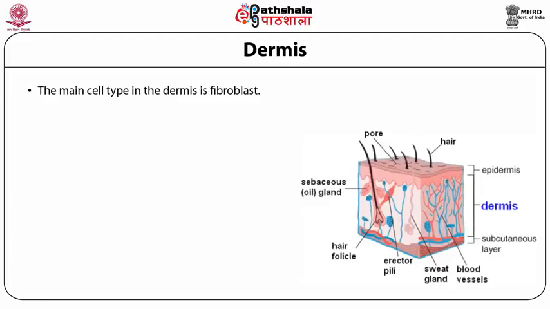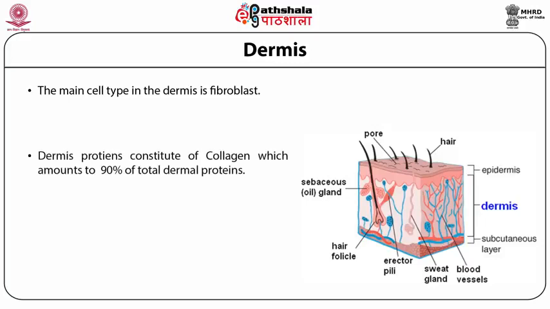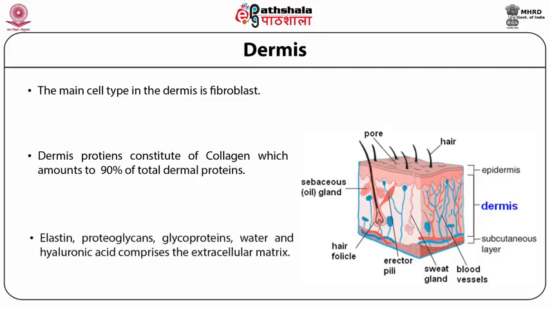The primary cell type in the dermis is referred to as the fibroblast. The dermal protein primarily constitutes the collagen protein, which makes up 90% of the total dermal proteins. It also has elastin, proteoglycans, glycoproteins, water, and hyaluronic acid, which primarily comprise the extracellular matrix.